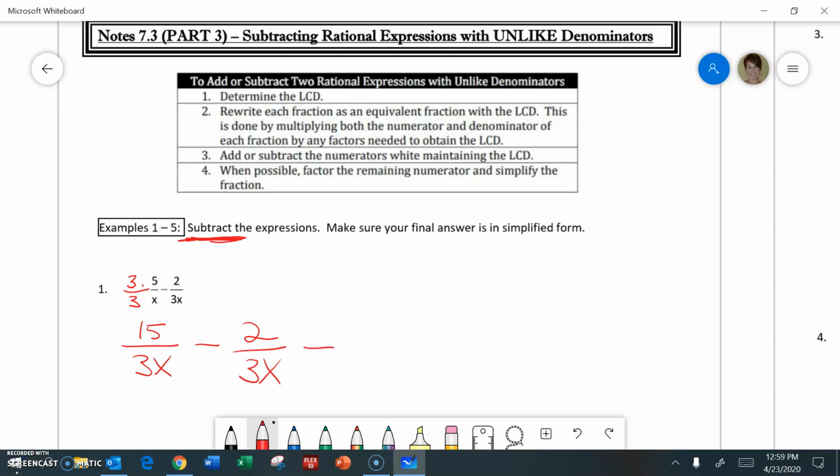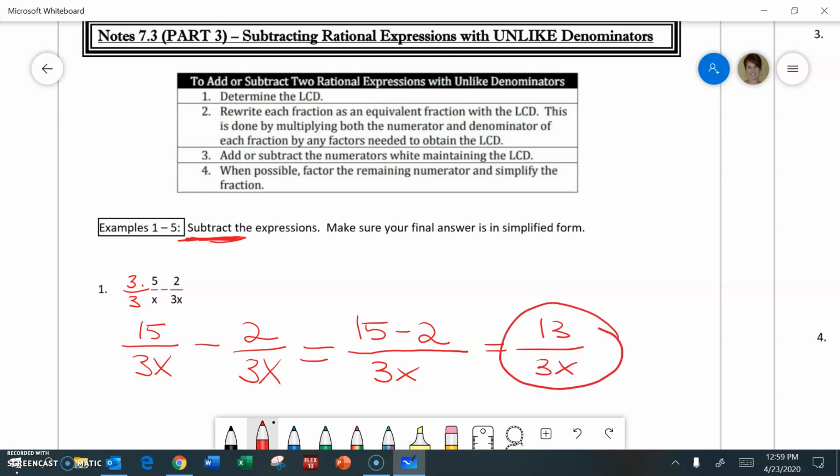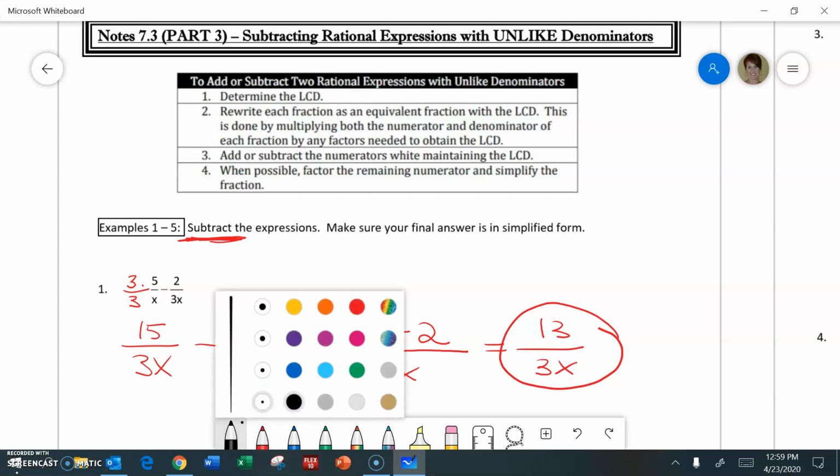So we definitely want to make sure that you write the common denominator and then actually do what's on the top. Now this one's not going to be too bad because you're just subtracting away a number. So 15 minus 2 would be 13 over 3x, and that is simplified. Okay? All right, let's go on.